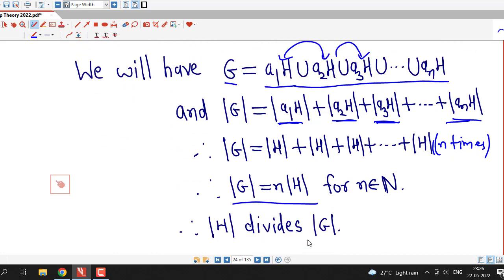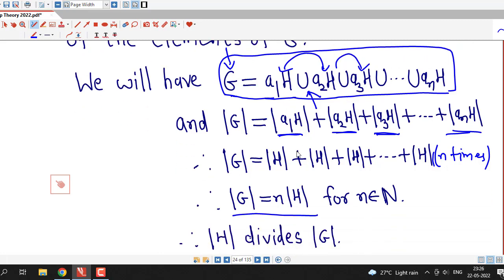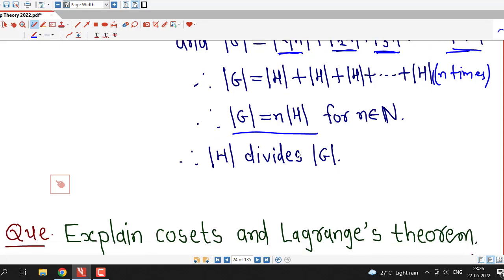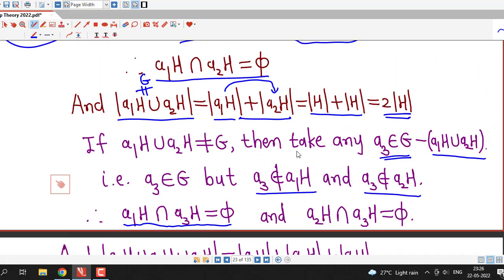So here we have used that left cosets of a subgroup H construct a partition of G. Here we can see that the union of all these left cosets is group G, and all these left cosets are disjoint, therefore they form a partition of G, and using this fact we are able to prove that the order of a subgroup divides the order of the given group. So I hope you understand this proof.